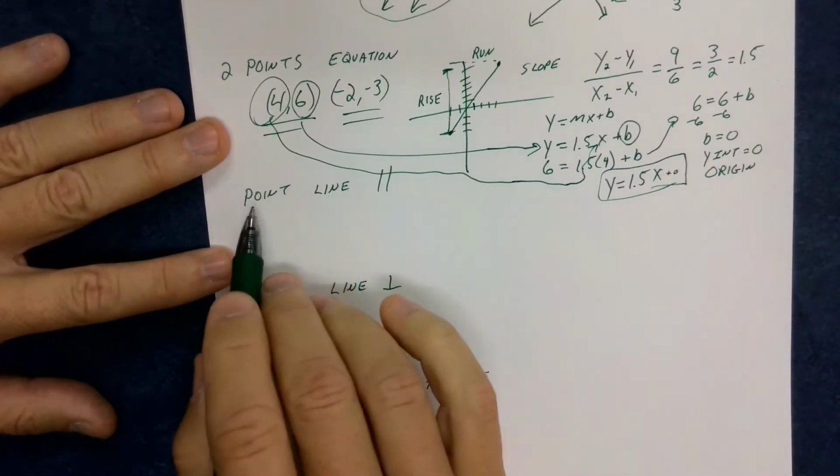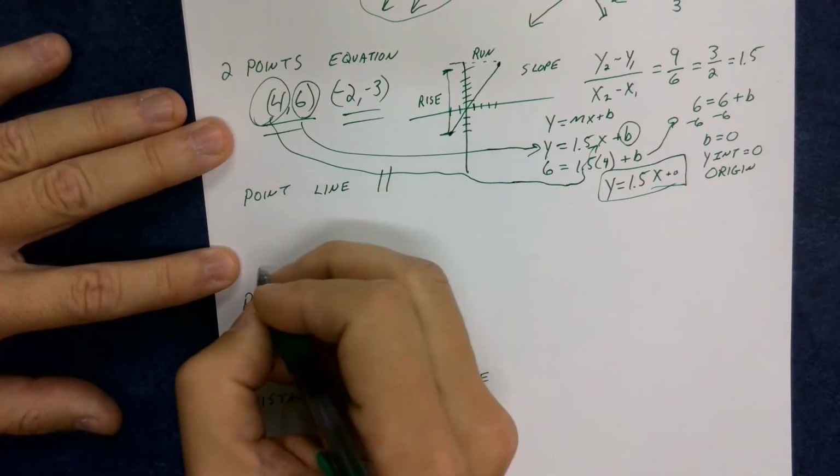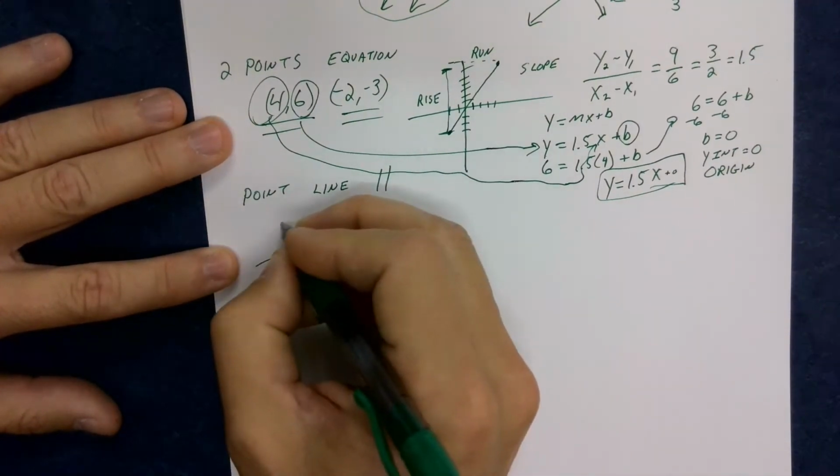So what happens if I'm trying to find an equation of a line like this? Let's say I had this line right here, and I had a point right there.